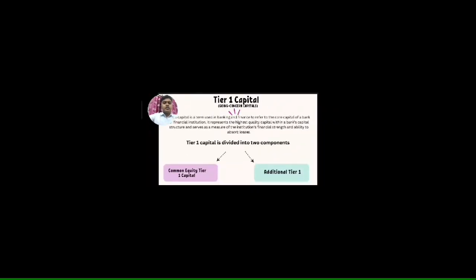Tier 1 capital is a term used in banking and finance to refer to the core capital of a bank and financial institution. It represents the highest quality capital within a bank's capital structure and serves as a measure of the institution's financial strength and ability to absorb losses. Tier 1 capital is divided into two components: common equity Tier 1 capital and additional Tier 1 capital.